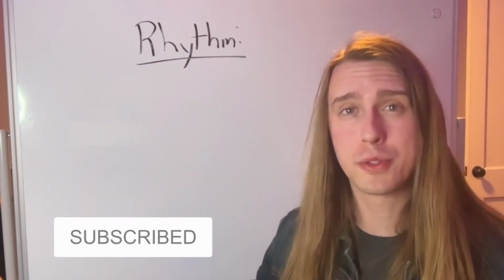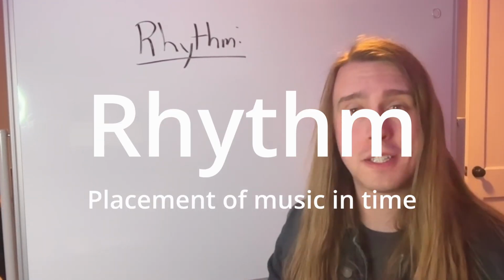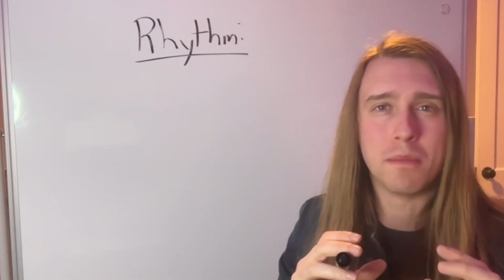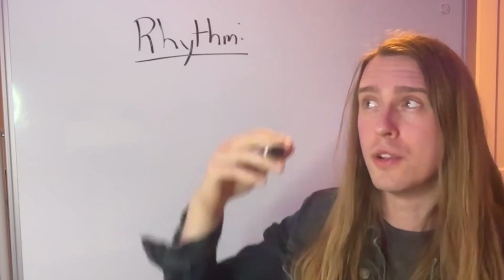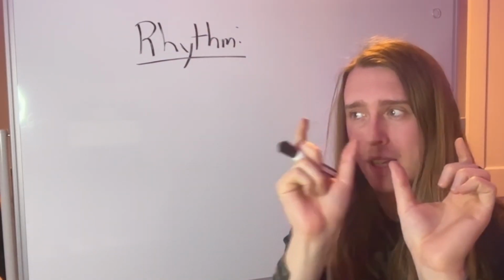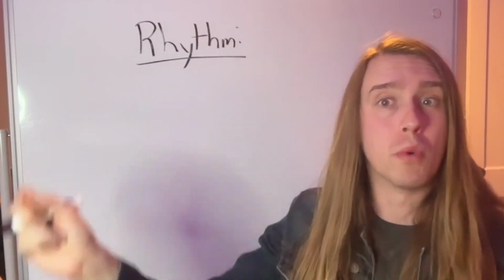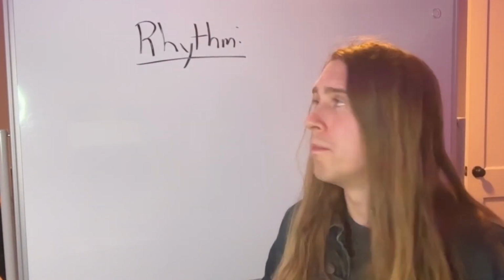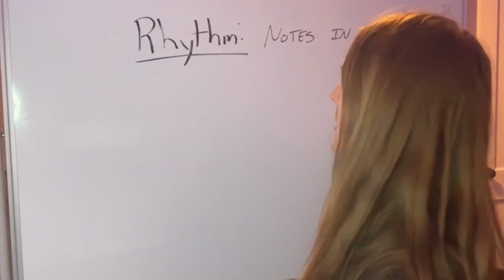First of all, what is rhythm? Rhythm simply is just the placement of music in time. So before, with melody, we were thinking about music in pitches, i.e. notes that are higher versus lower. Rhythm is how they're organized in time. Notes coming one after another, how long those notes are, how fast they are. This is rhythm. So, rhythm: notes in time.